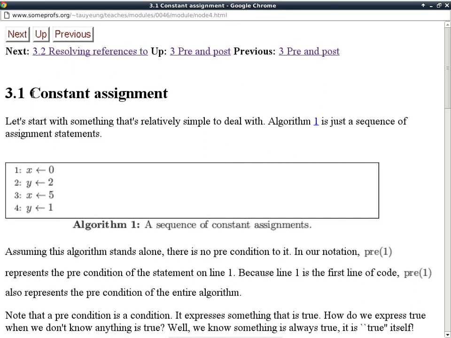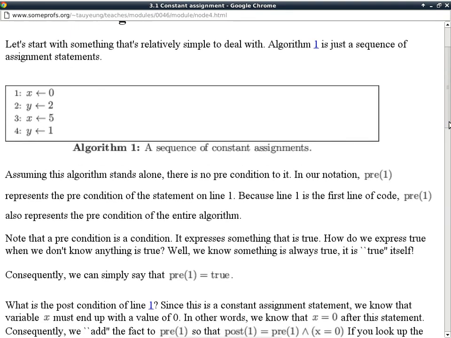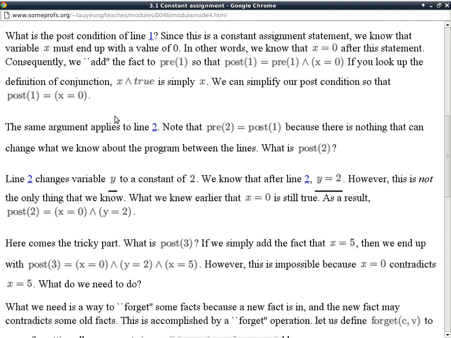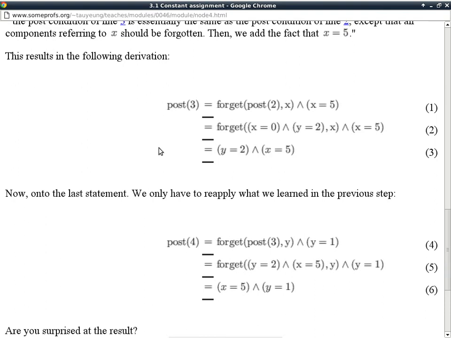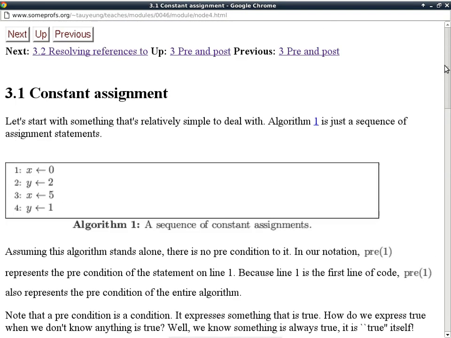This is 3.1. It talks about constant assignment. If you scroll all the way to the bottom, there's a lot of explanation here which you should read too. At the bottom here, you will see the forget operation, and it gives you an example of the forget operation. So we have covered this stuff already.